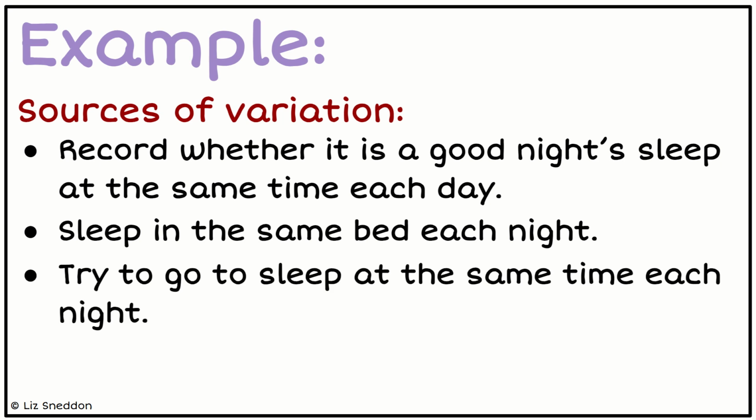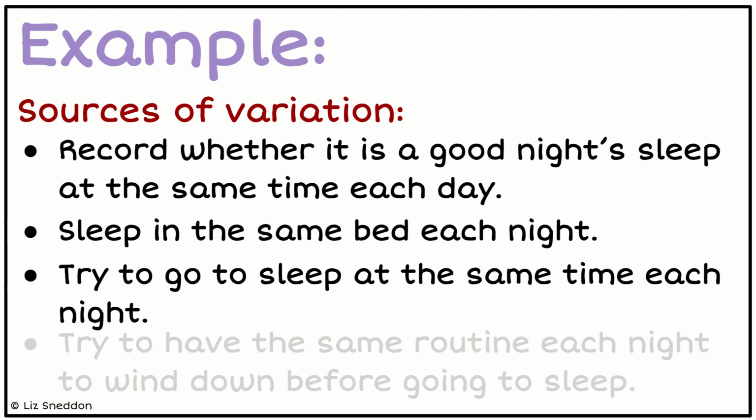I want to try and go to sleep at the same time each night. If I go to bed very, very late, at 2 or 3 o'clock in the morning one night, I'm probably not going to have a great night's sleep, because I'll still need to get up early in the morning and I won't have had very many hours of sleep. So if I go to bed about the same time each night, then there's the potential for every night to be similar in terms of its conditions.